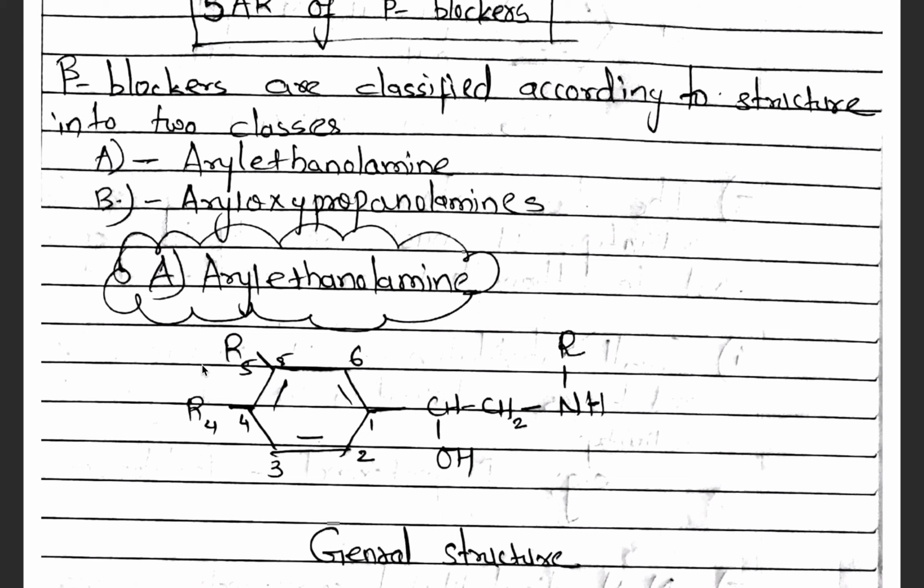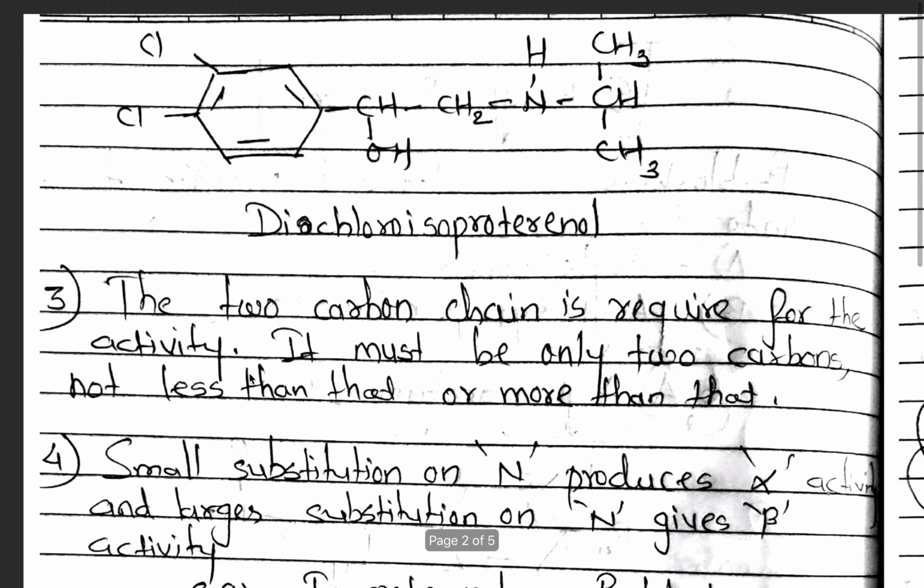In that, the fourth and fifth positions majorly affect the activity, I mean the substitution. If we change the fourth and fifth positions, there is a change in the activity. Now I'll give you the first point regarding the substitution at the fourth and fifth position in the phenyl ring. If we substitute the hydroxy group at the fourth and the fifth position, then it will give an agonistic activity. The example of that is isoprenaline.